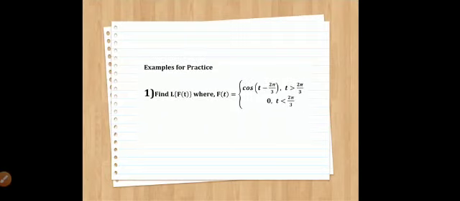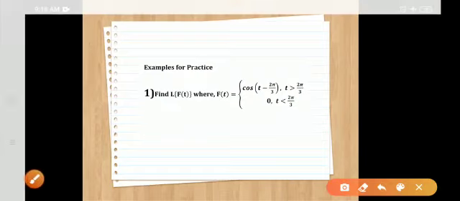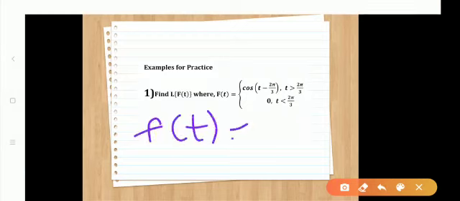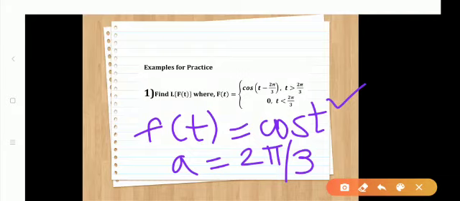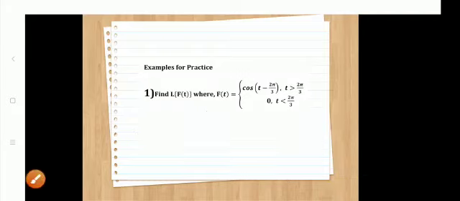So I have given just 2 examples for practice. You have to just find small f of t and the value of a. It is very clear that small f of t in this case is cos t, and the value of a, the constant which is obtained from the t minus a bracket, is equal to 2 pi by 3. So you have to find the Laplace transform of cos t first and then apply the second shifting theorem.